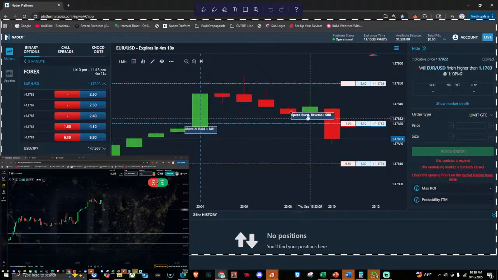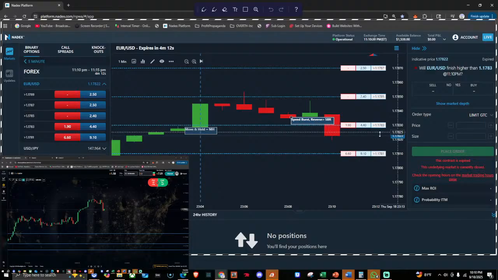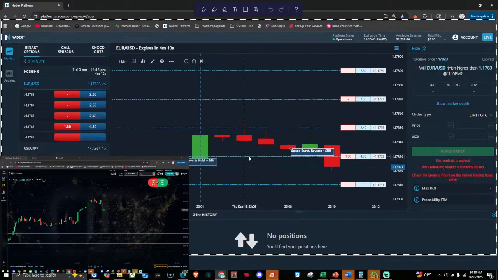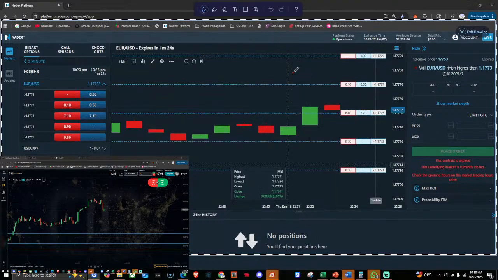Now, another thing that I'm looking at is these different zones. On every market observer analysis that you see me do, you're going to see me mark the zones. This is one zone, 2, 3, 4, 5 zones, and then there's a zone up here too.